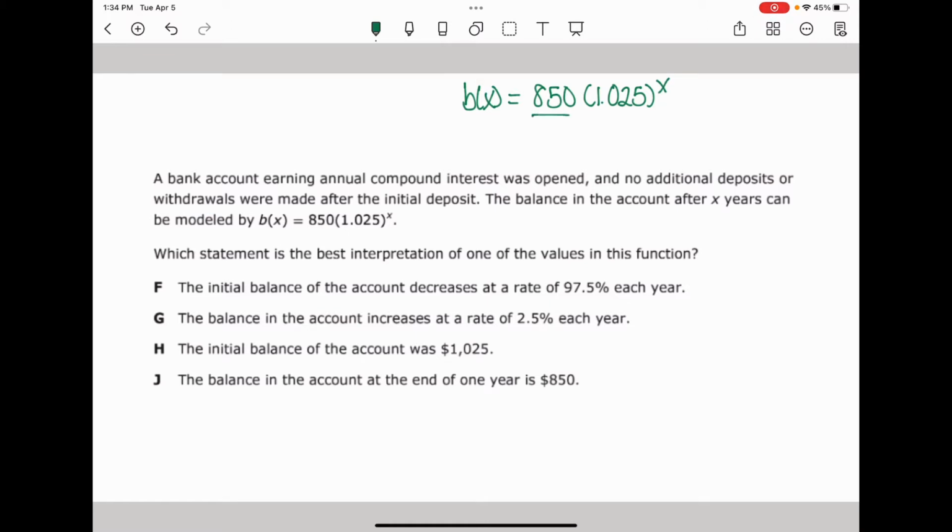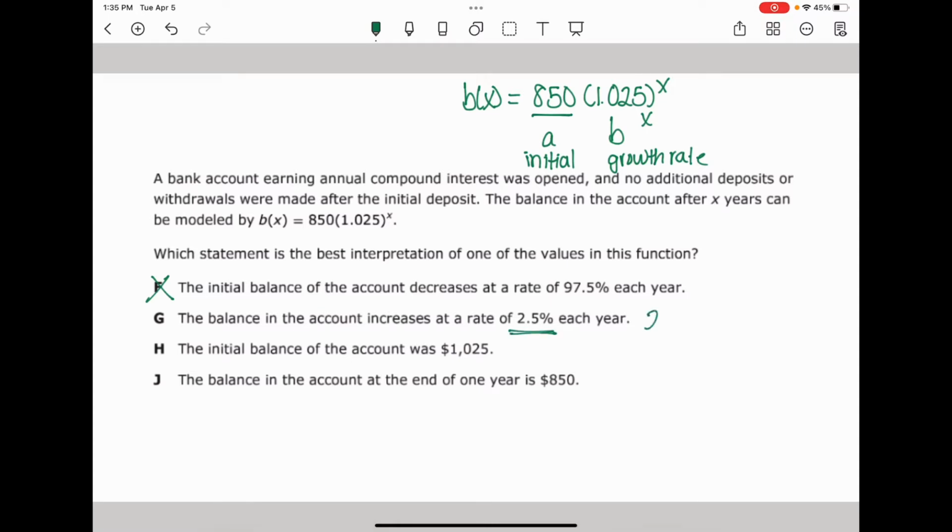So remember that this has the form A times B to the X. So A is the initial value, and B is the growth rate. Remember, it's a growth because it's bigger than 1, so it's going to be a growth rate. So F says the initial value decreases at a rate of 97.5% a year. That's incorrect because the rate shows you that it's going to be increasing. G says the balance increases at a rate of 2.5% each year, so let's check whether that's correct.